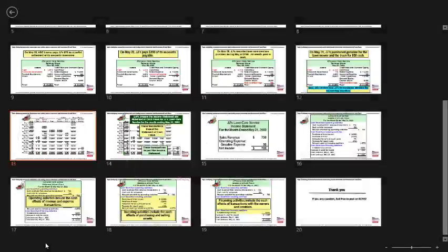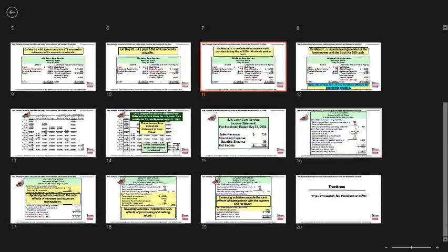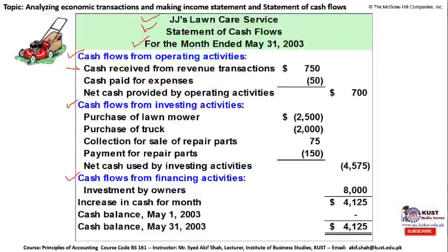We can further go back to see the transactions of May 29. We can see that on May 29, JJ's recorded lawn care services provided during May of $750, and all clients paid in cash. Since this is a cash transaction, we have to mention it in the statement of cash flows. As mentioned against the first transaction, cash received from revenue transaction $750. Basically, this statement has two major columns. One is a working column and the right side one is known as the final balance column.